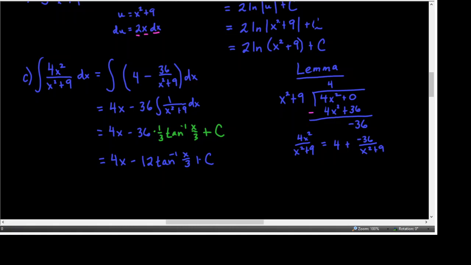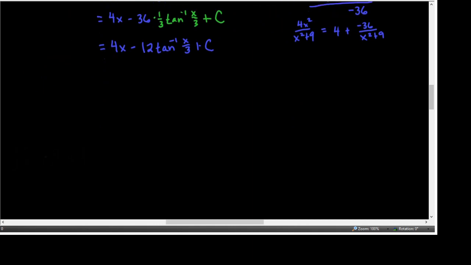So let's turn to example 2, and we're going to find a bunch of integrals here. Example 2. Let's start with part A. A definite integral from 0 to 1 of x plus 6 over the square root of 9 minus x squared.